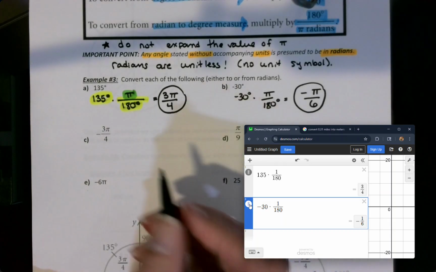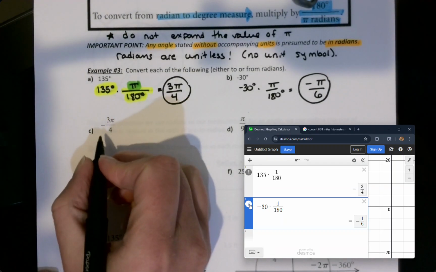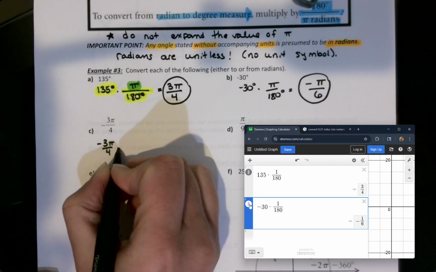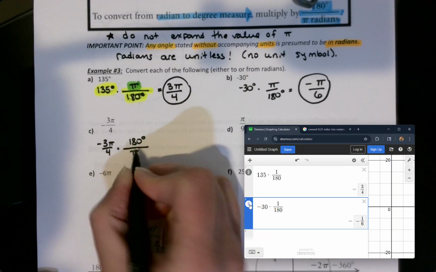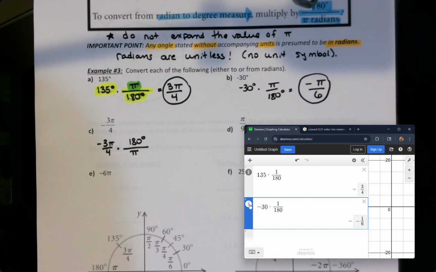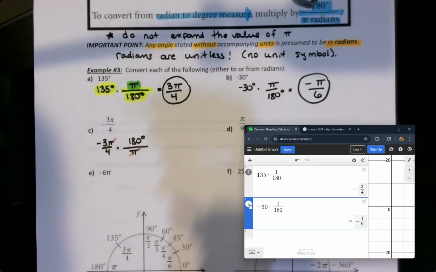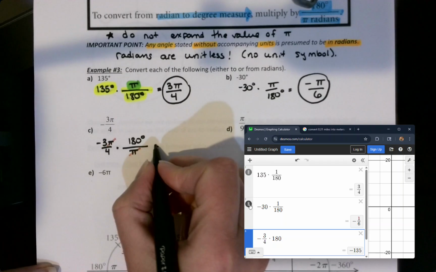All right, now when I convert something that's already in radian measure, negative 3 pi over 4, into degrees, we're going to take negative 3 pi over 4 times 180 degrees on top, pi on the bottom. Again, I don't need to type pi into my calculation because the pi fractions will cancel. I can simply multiply the negative 3/4 by the 180. And that's going to come out as negative 135 degrees.